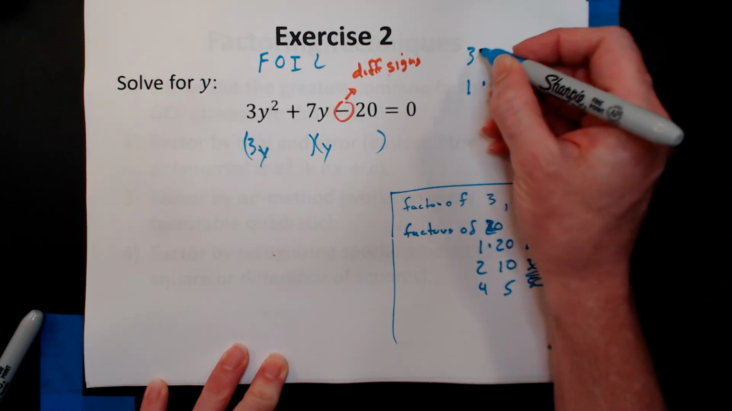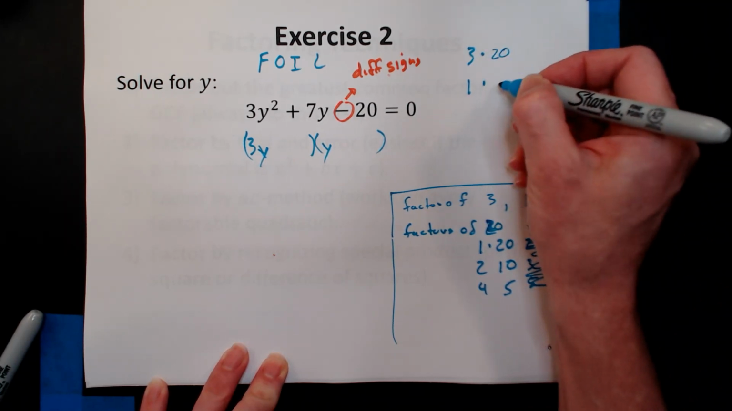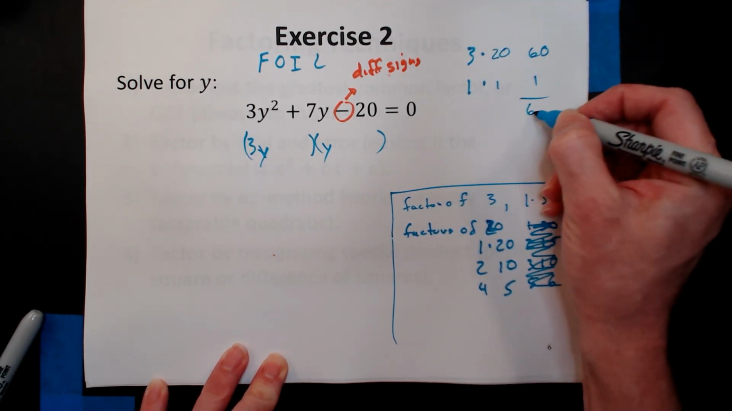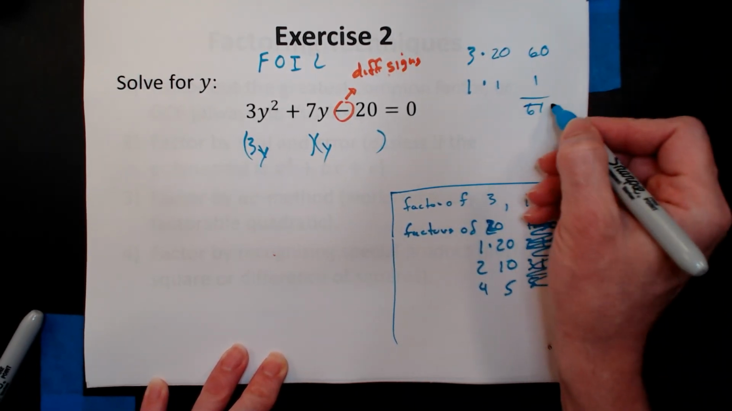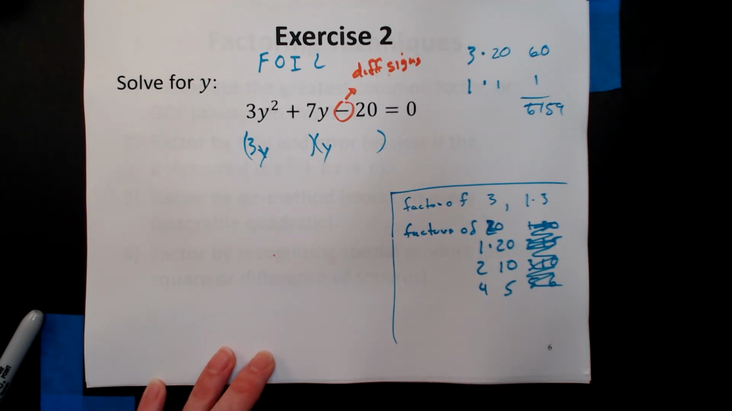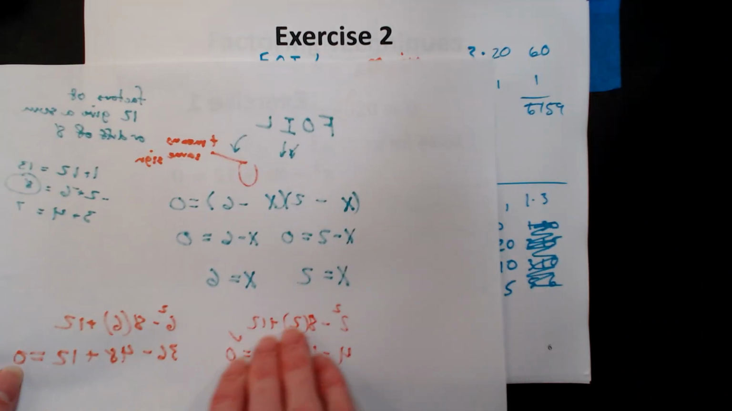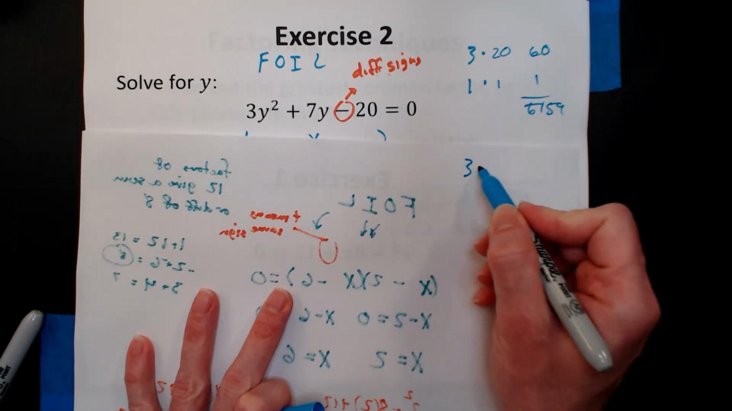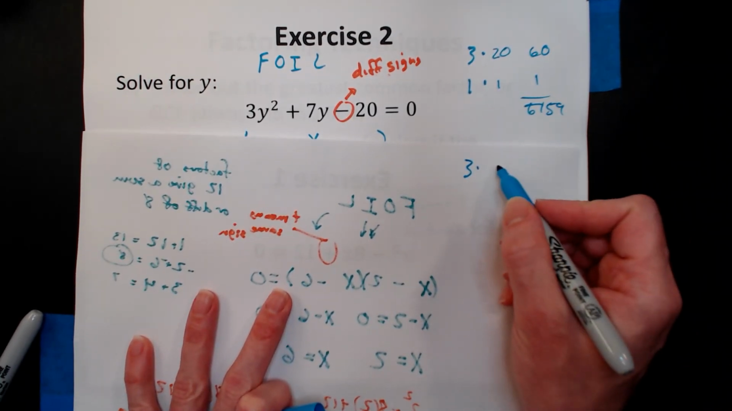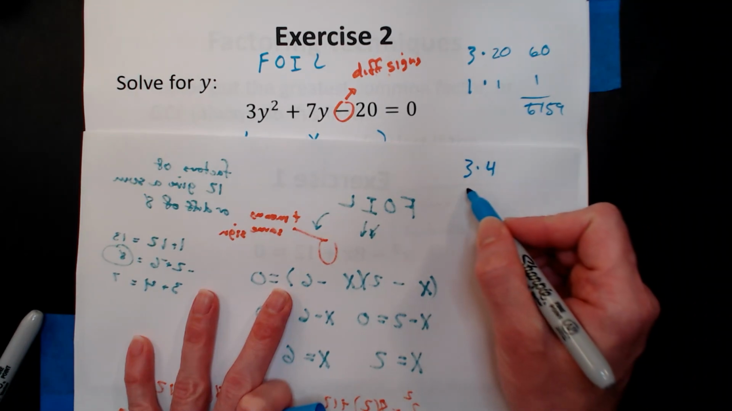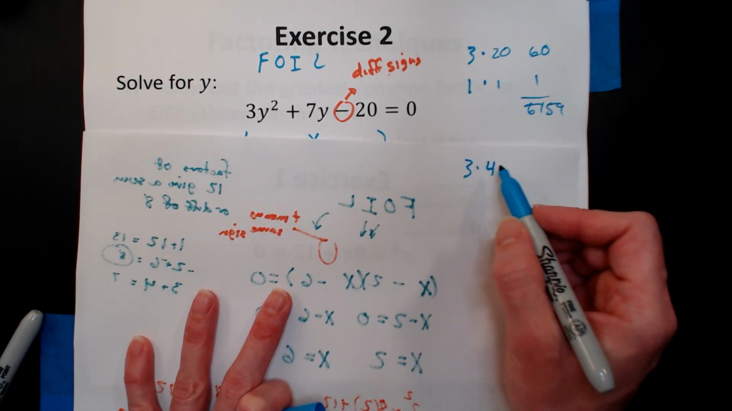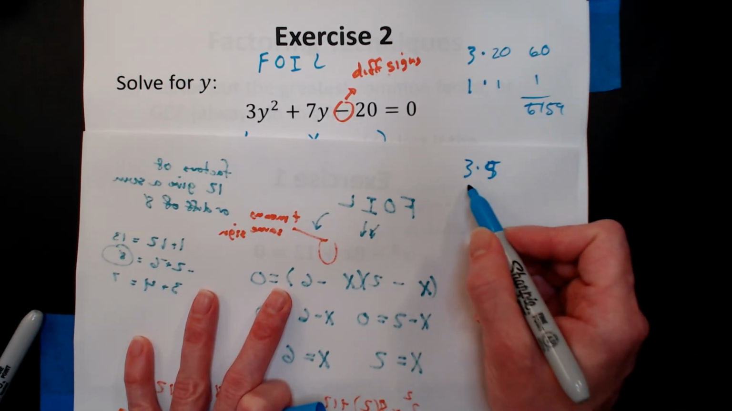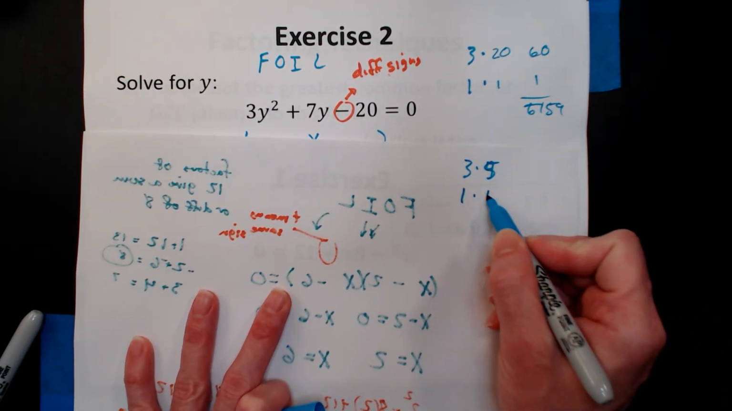So I'm going to take the factors of 20, I'm going to line these up until I get 7. The difference of them. So let's say if I had 3 times 20 and 1, well that'll give me 60 and 1, and the difference of 60 and 1 is, excuse me, 59. That's nowhere close to 7. I'm going to have to get another sheet of paper here to do this. No, I want to do 3 times 5 and 1 times 4.